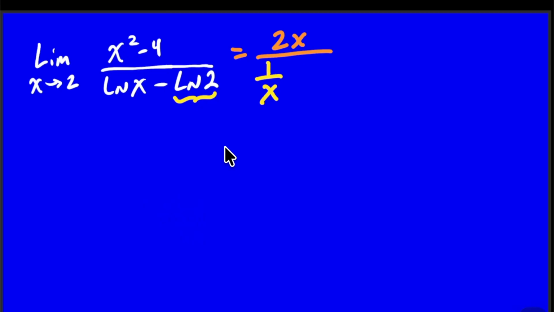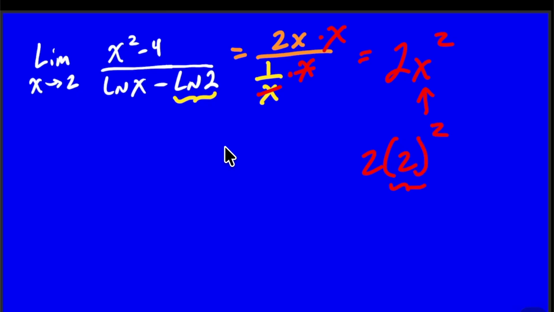Okay, we're left with this complex fraction here. We're going to multiply the top and bottom by x, and we're going to end up with 2x squared in the numerator. When we plug in 2 here, we're going to have 2 times 2 squared. Because of PEMDAS, we're going to do that first. 2 times 4 equals 8. And that is your final answer of the limit.